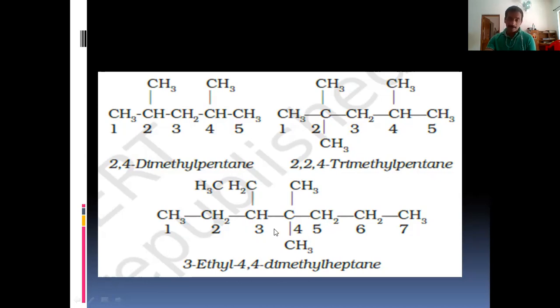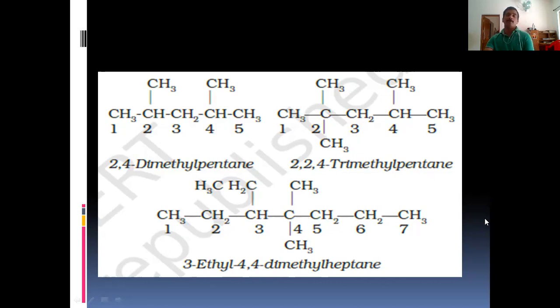So ethyl is first. The reason: alphabetically first. You have to write the alphabetically first. So ethyl, you have to write the name of the substituent ethyl first. So 3-ethyl, 4,4-dimethyl heptane.